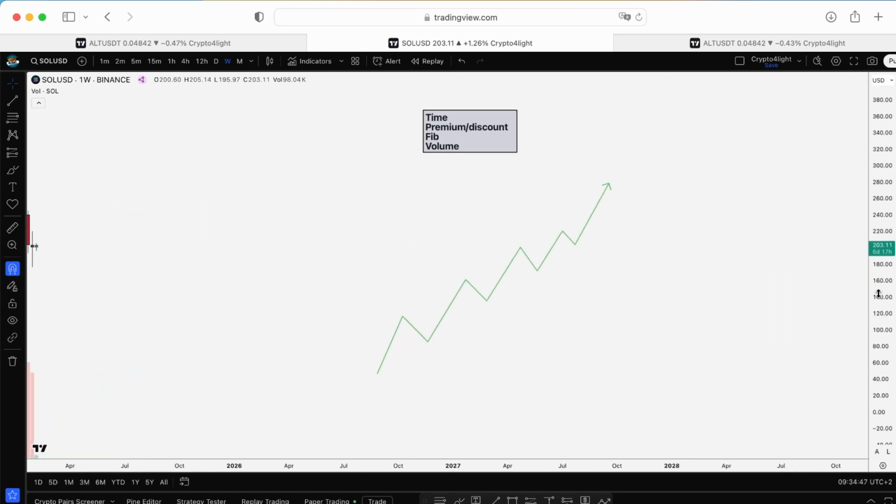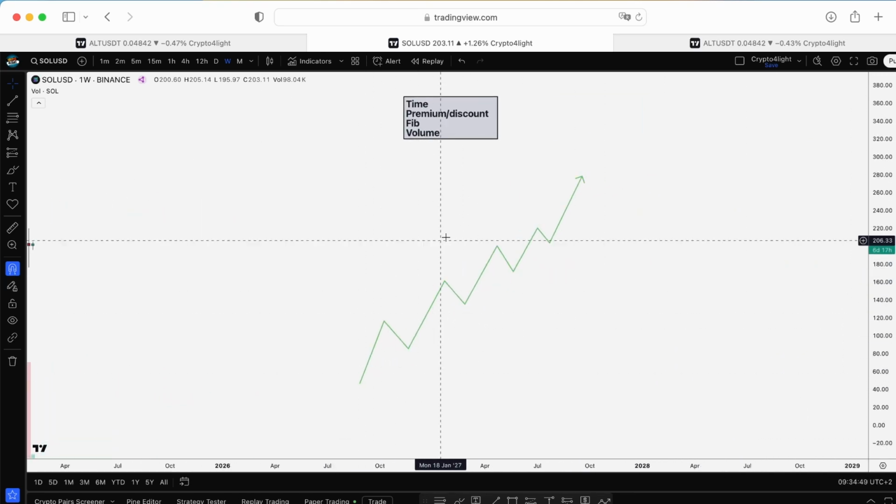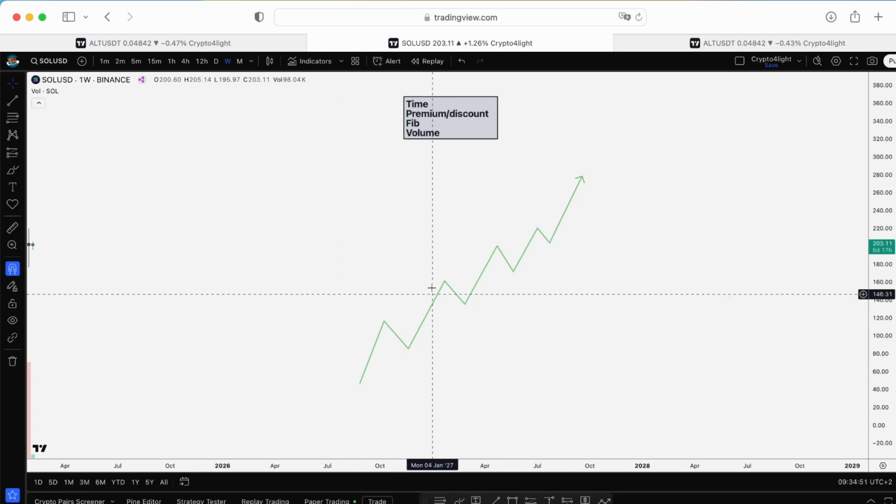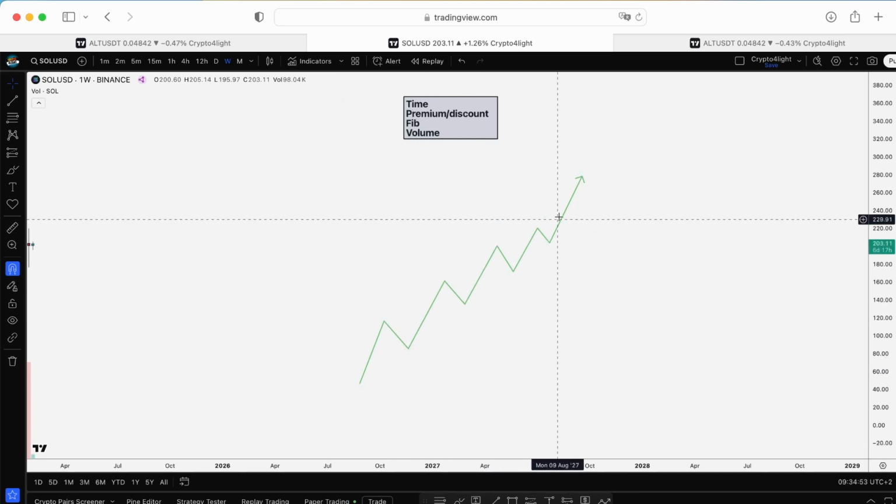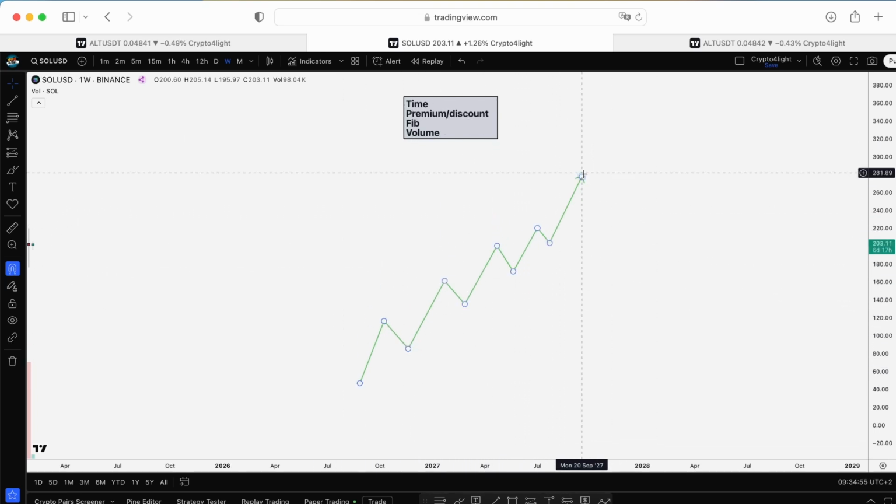Got it. So anyway, let's say we got this impulse. Impulse, correction, impulse, correction, impulse, correction, impulse. Got it. So we find the top, and the volume decreases. We use the FIB to work with the premium discount zone. I highly recommend you create templates, so it saves you a lot of time. How to create them and work with templates, I already posted a video.